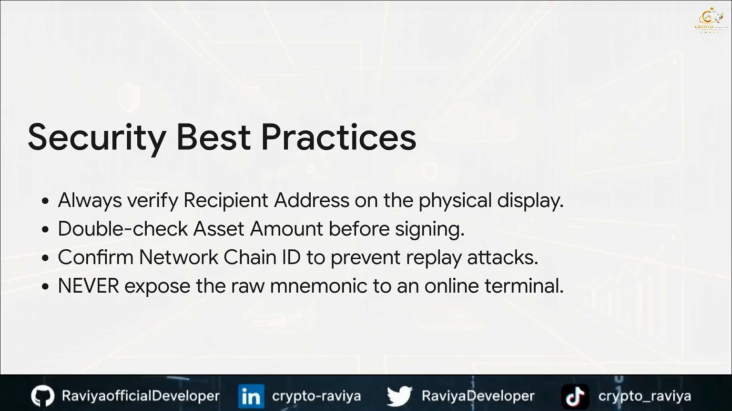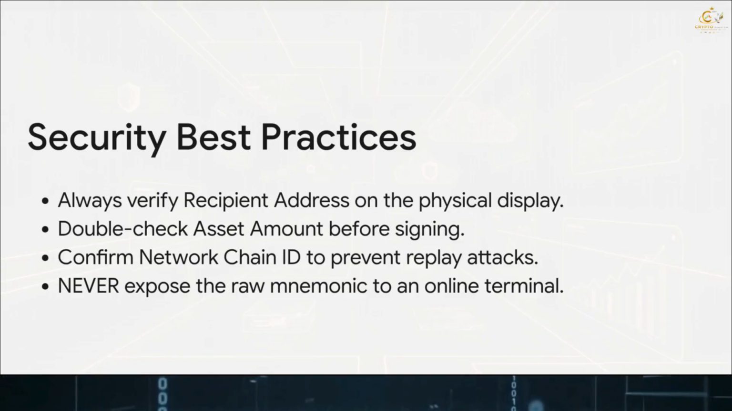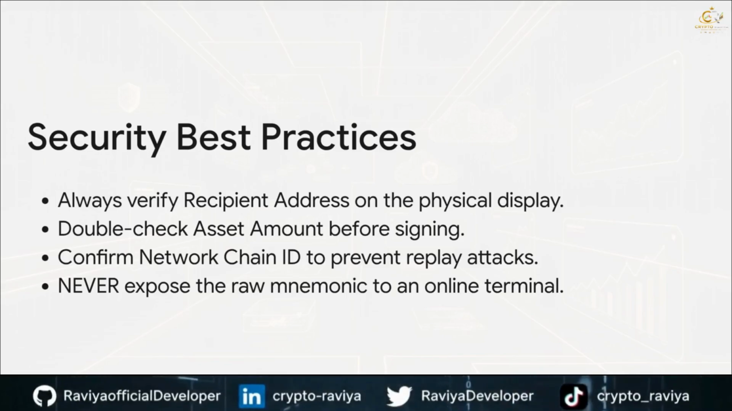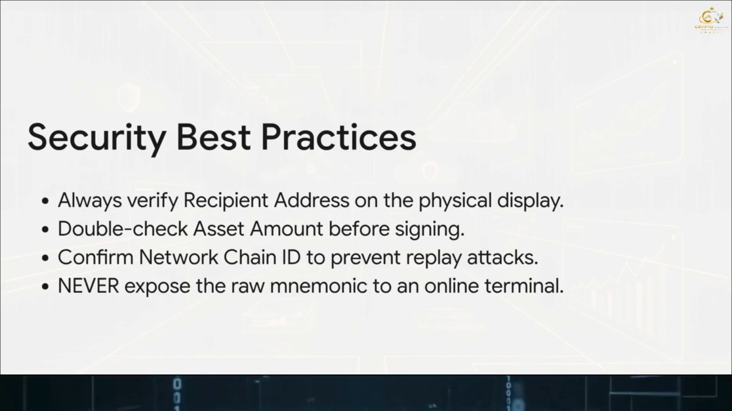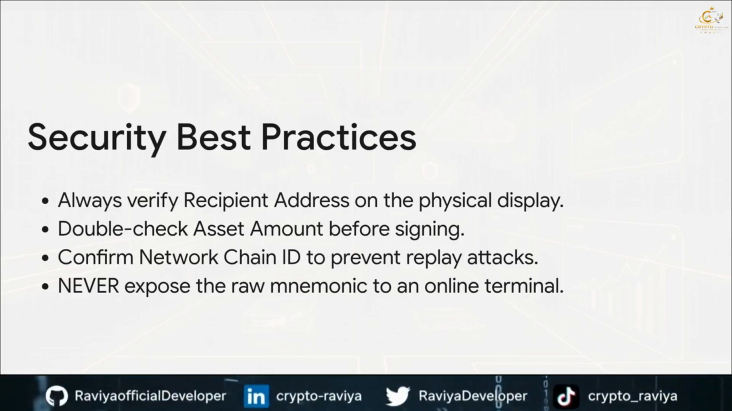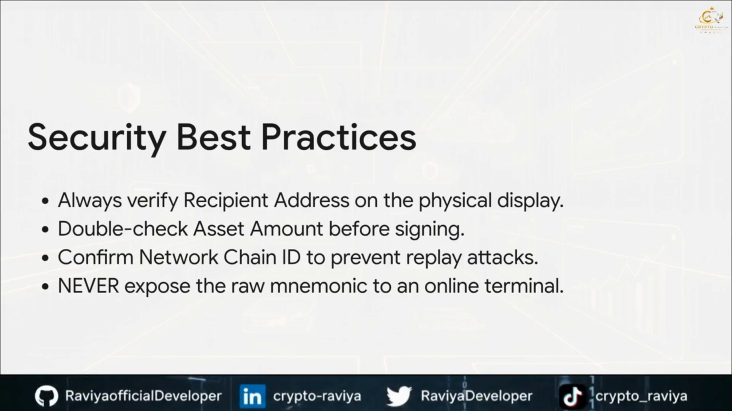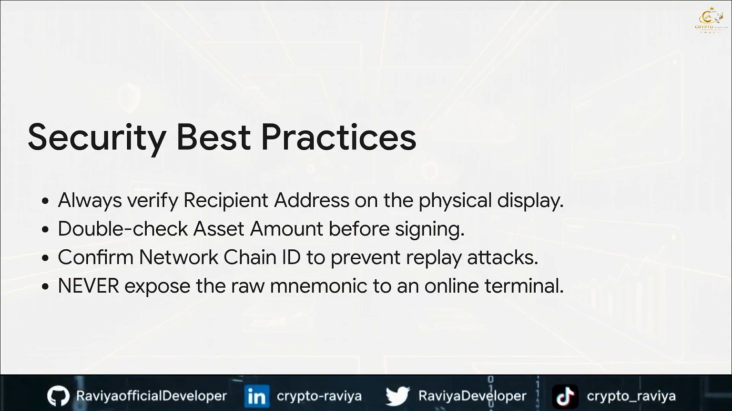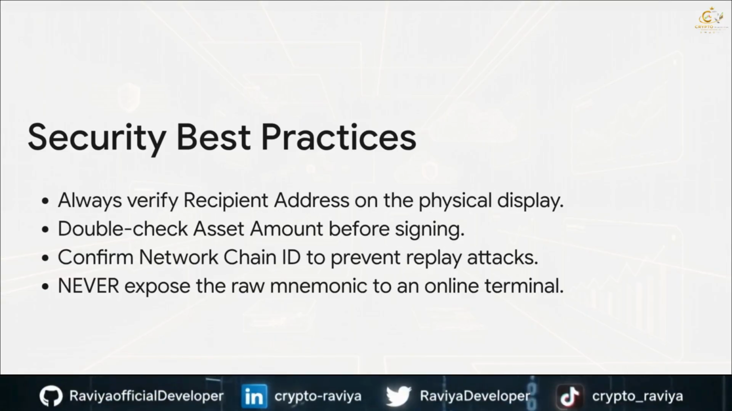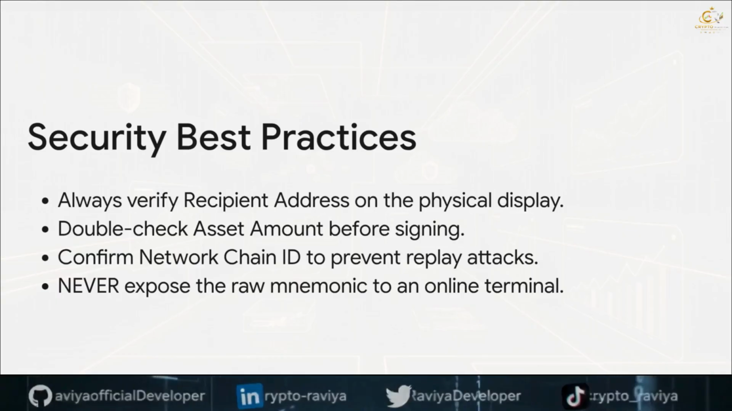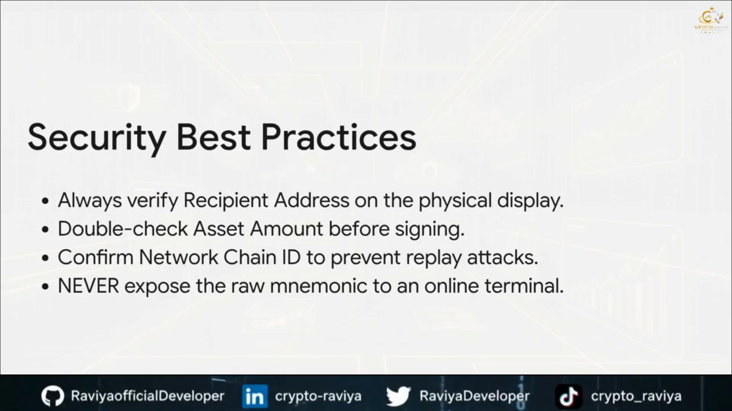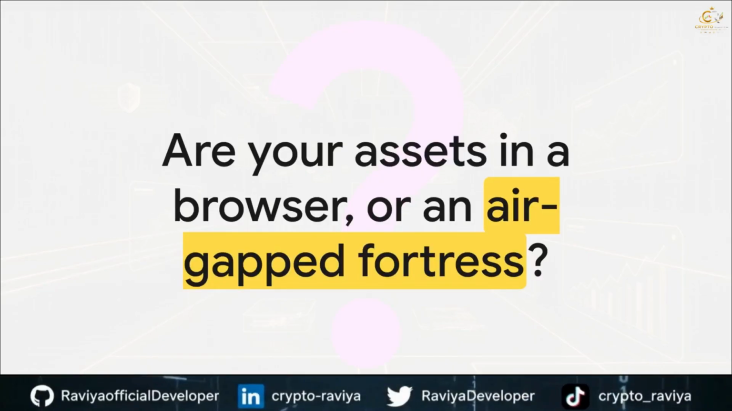Before we wrap up this explainer, I really want to emphasize the human element of this whole architecture, because even with perfect programmatic signing, your ultimate defense is human verification on a physical, trusted display. Always check the recipient address and the amount on the hardware wallet screen itself, not just your computer monitor. Malware can fake what's on your computer, but it cannot fake the secure element display. And the golden rule: literally never type or expose your raw mnemonic seed phrase to an internet-connected terminal. Just don't do it.